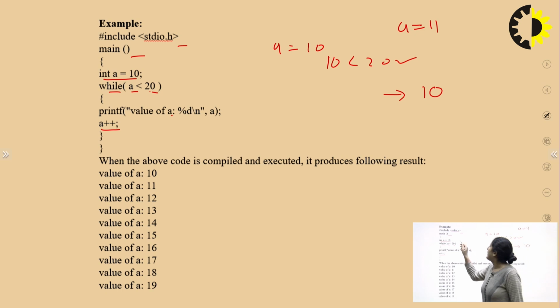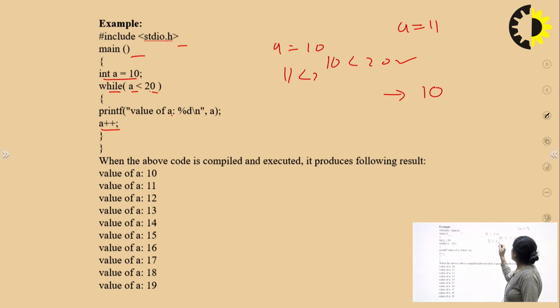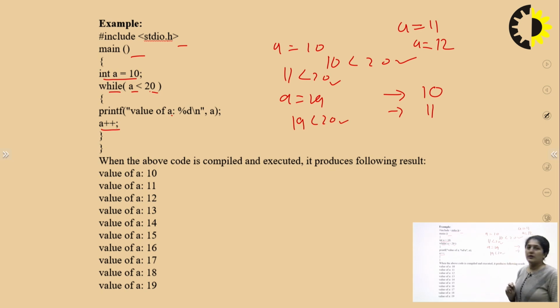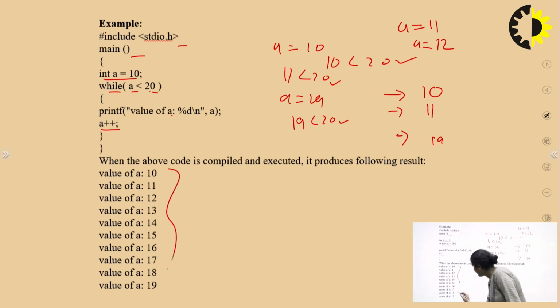Again we will check if 11 is less than 20. Condition is true, then it will print 11. Again a will become a++, a will become 12, up to 19. Up to 19 it will execute. When our a becomes 19, it will again check 19 is less than 20, condition will be true, then it will print 19. Like this it will print all from 10 to 19.